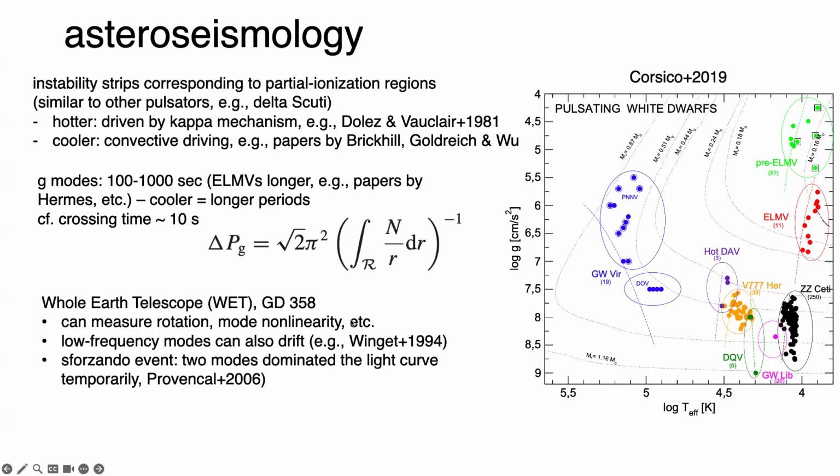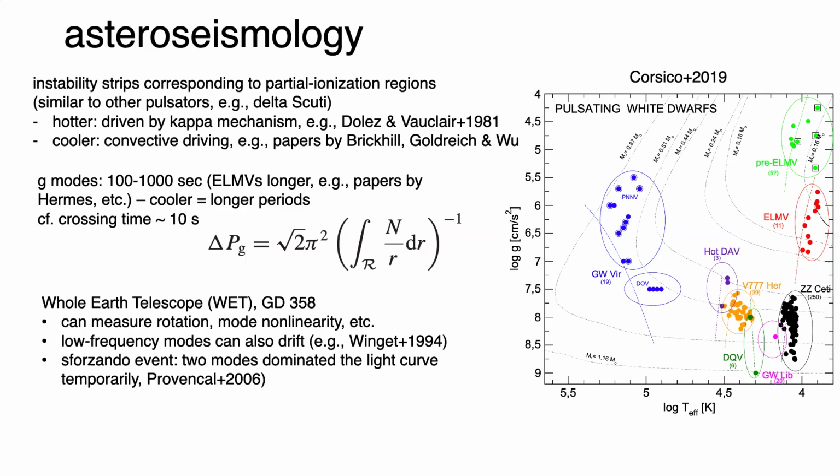And if you do this sort of analysis, you can measure things like rotational splitting, so rotation within the white dwarf, maybe even differential rotation, it's claimed. And also, you can see nonlinearity in the light curve. So there are combination frequencies in the light curve. It turns out that if you watch white dwarfs for long enough, their frequencies, especially the low frequency ones, the modes will actually drift around in frequency.